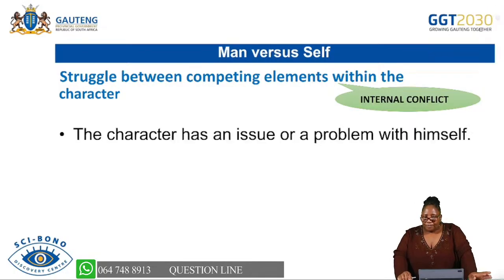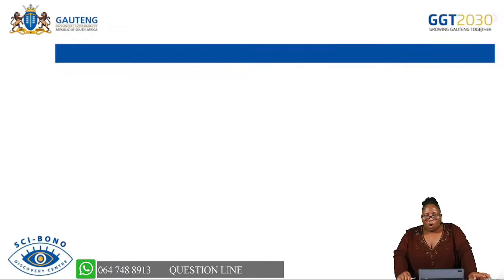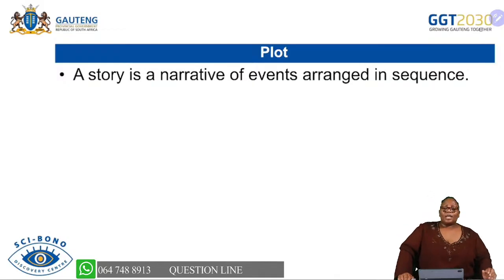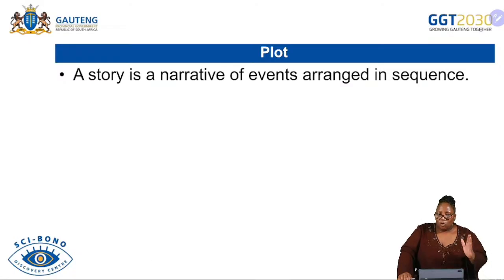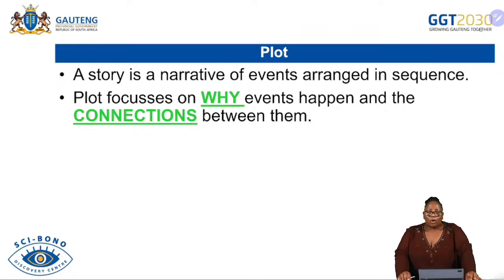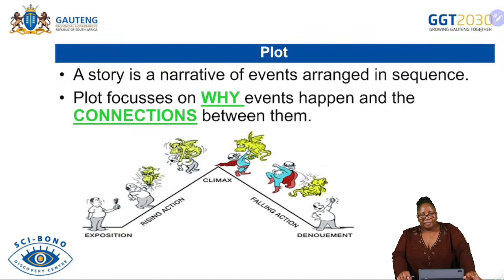We are also going to look at the plot. What is a plot? A plot is a story. In a story, it's a narrative of events arranged in sequence. It moves from one end to the other end. We focus on the why events happen and the connections between them.